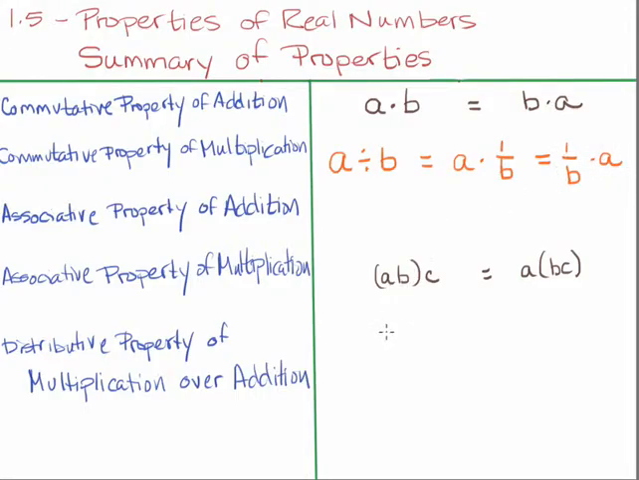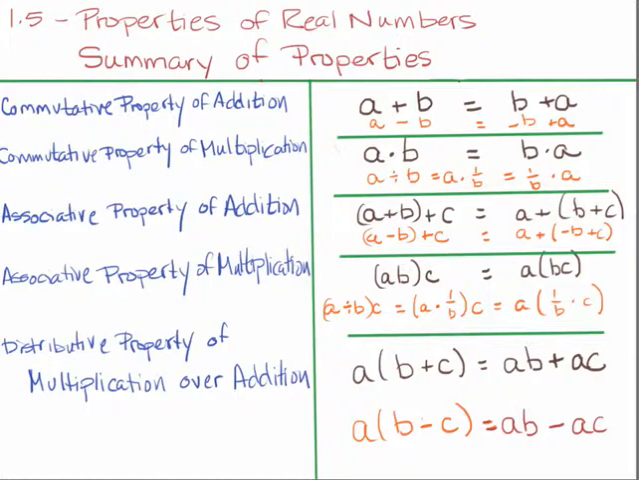The associative property works the same way. A times b divided by c is really a times b times 1 over c. So I can rewrite that as a times b times 1 over c. Before I try to apply the commutative or the associative property of multiplication, I need to rewrite the problem so that the division is a multiplication of the reciprocal or a multiplication of the inverse.